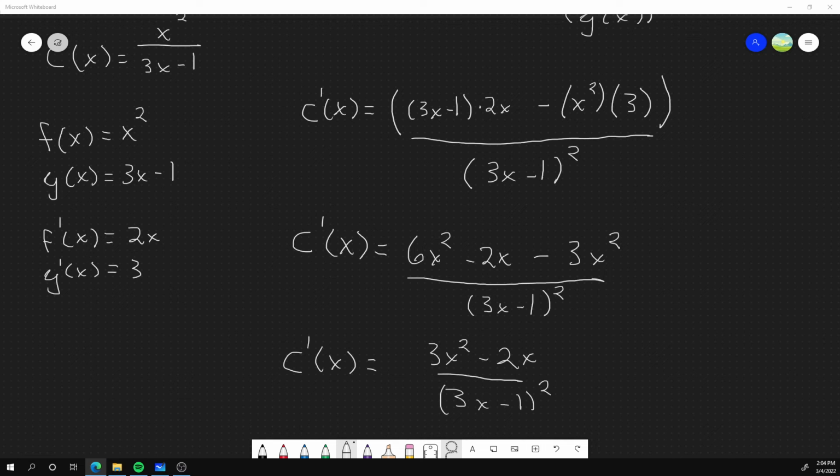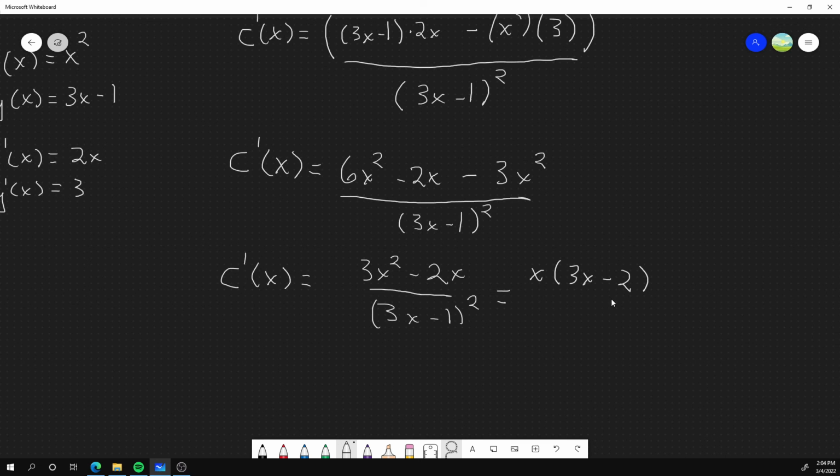Yeah, that's the right answer. On the website, the answer key says that you can also write it such that x times 3x, and then over what we already have on the bottom, which is just 3x minus 1 squared.